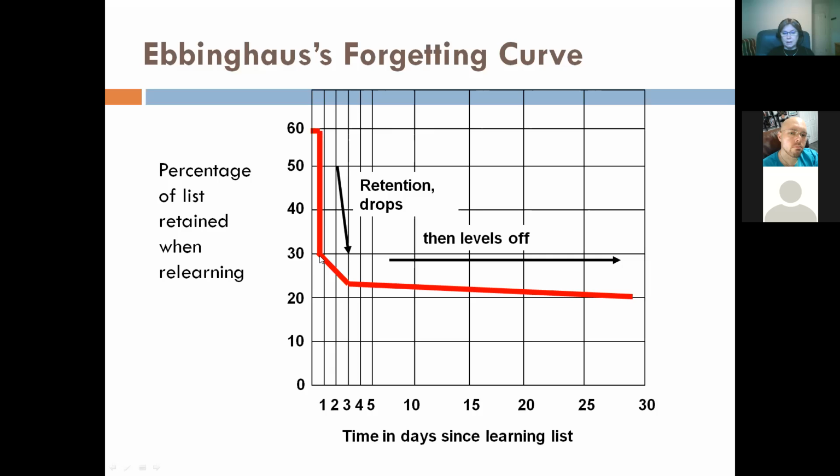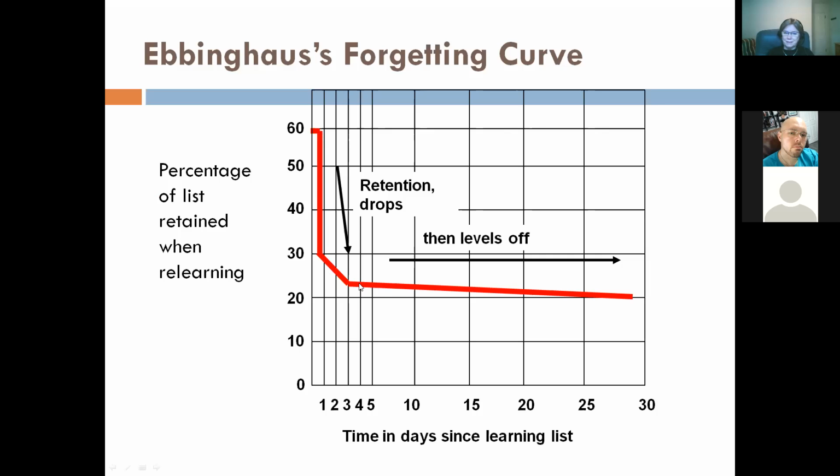a whole day later, it's going to be only 30% of the information that you learned. 3 days later, it's going to be about 25. So you spent a lot of money going to a seminar or to a class, and in just a very short amount of time afterwards, 75% of the information will be erased.